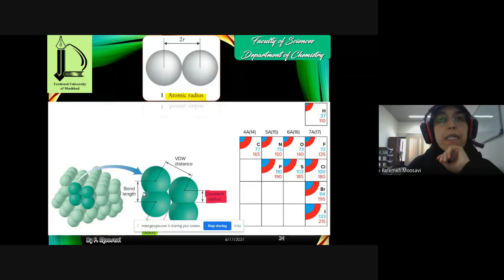And in the case of the molecules or atoms, such as noble gas, that we cannot solidify them, we have van der Waals radius. Van der Waals radius is the half of the van der Waals distance. What is the van der Waals distance? The van der Waals distance is the distance between the center of the neighboring atoms in a sample of solidified gas.